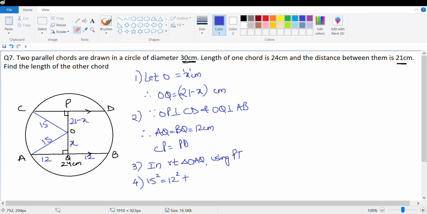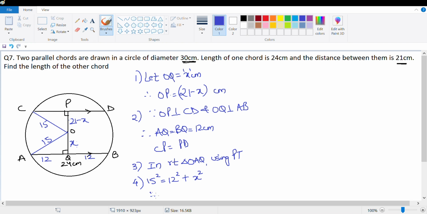assumptions. So let OQ be equal to X and OP be equal to 21 minus X. I could have done 21 minus X here as well, and I would have still got the value of X. That's just complicating life. This is X square.